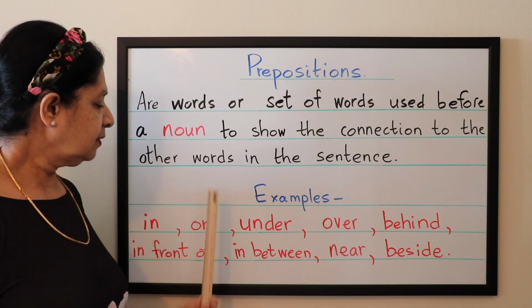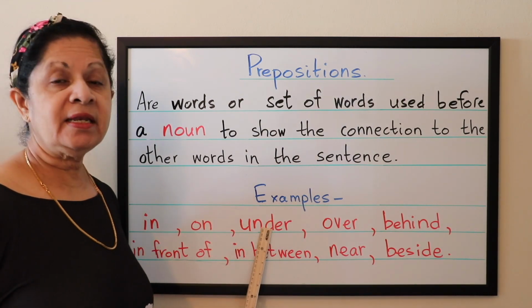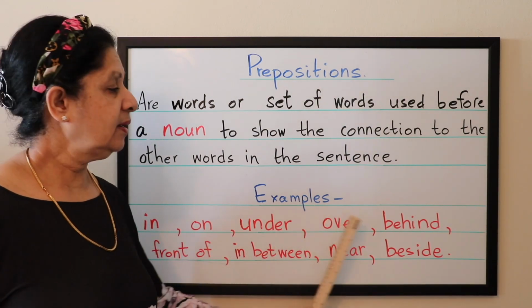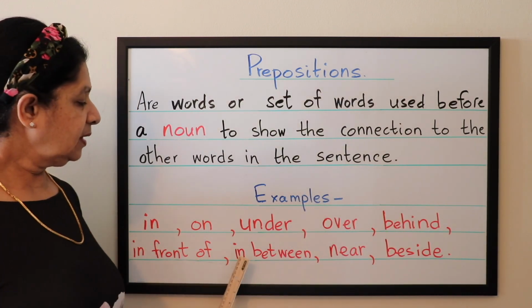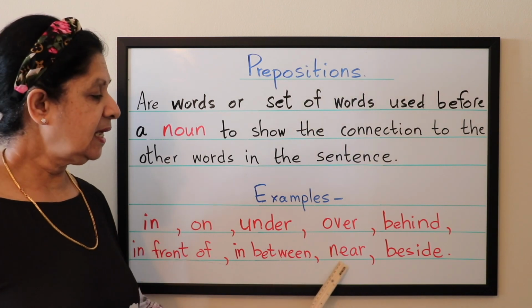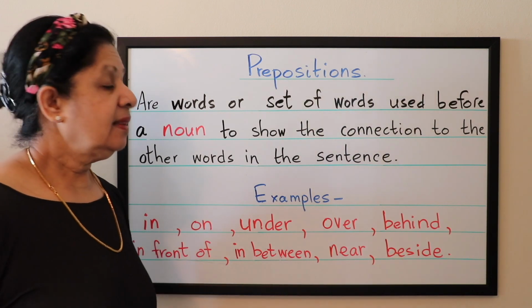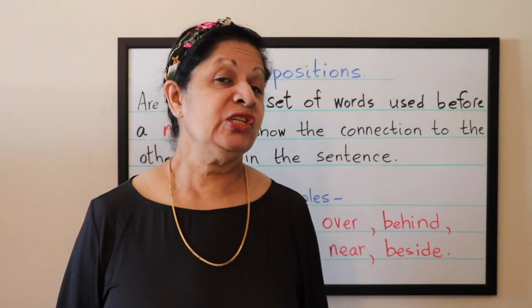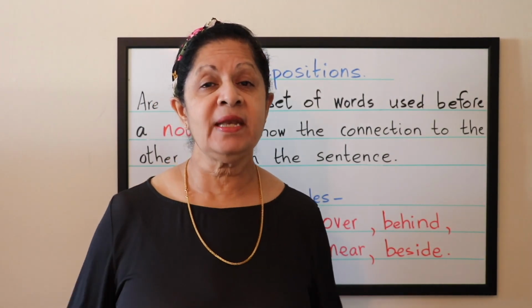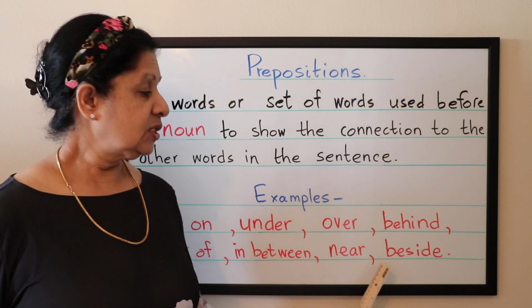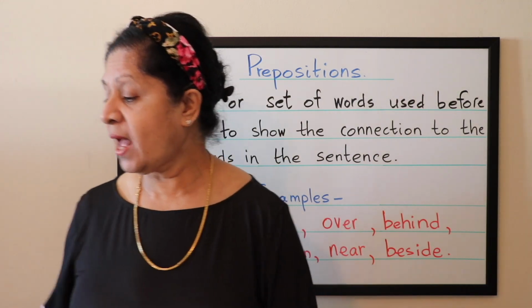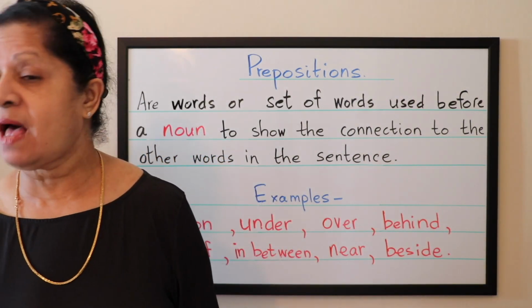These are the simple examples: in, on, under, over, behind, in front of, in between, near, beside. There are more prepositions in the English language. There are so many prepositions. These are a few that I have chosen for your convenience. So I'm going to show you some simple examples.